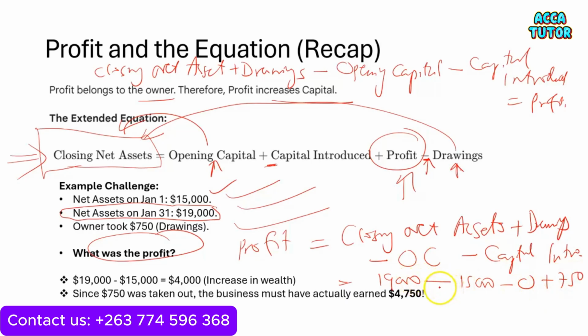So 19,000 minus 15,000 should actually give us 4,000. And then we have to add 750, which was taken out by the business, because they took the money from the profit. Obviously, that's the assumption, isn't it? So the profit they would have made should be 4,750. I hope I have been understood there.